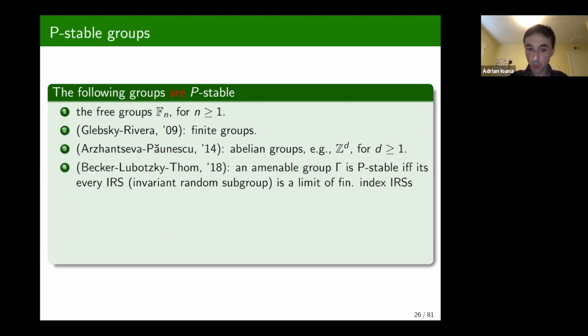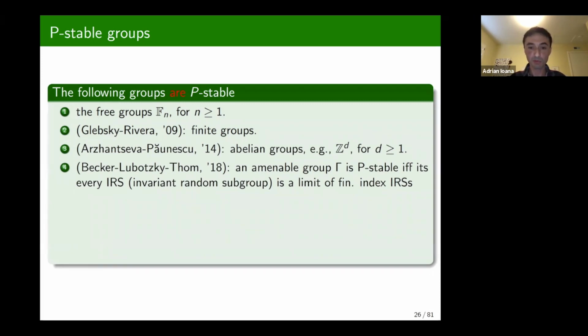And a couple of years ago, Becker, Lubotzky, and Thom gave a general criterion for stability of amenable groups. So they proved that an amenable group is P-stable if and only if every invariant random subgroup is a limit of finite index invariant random subgroups.